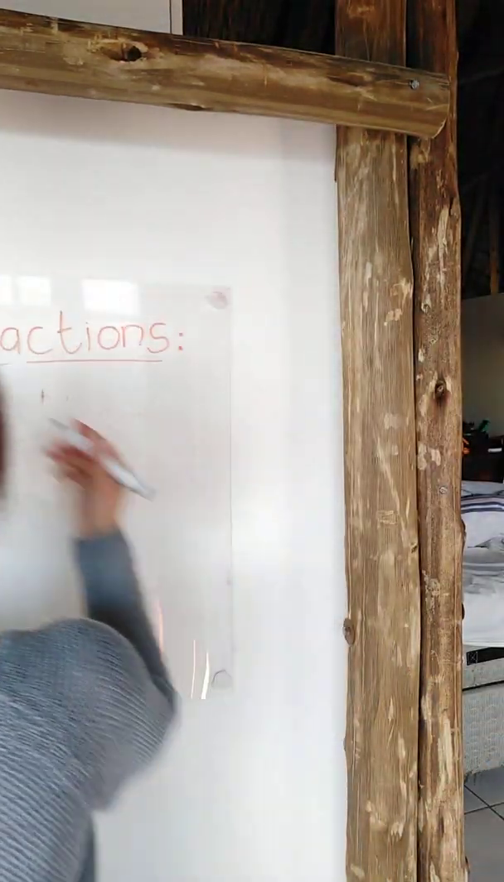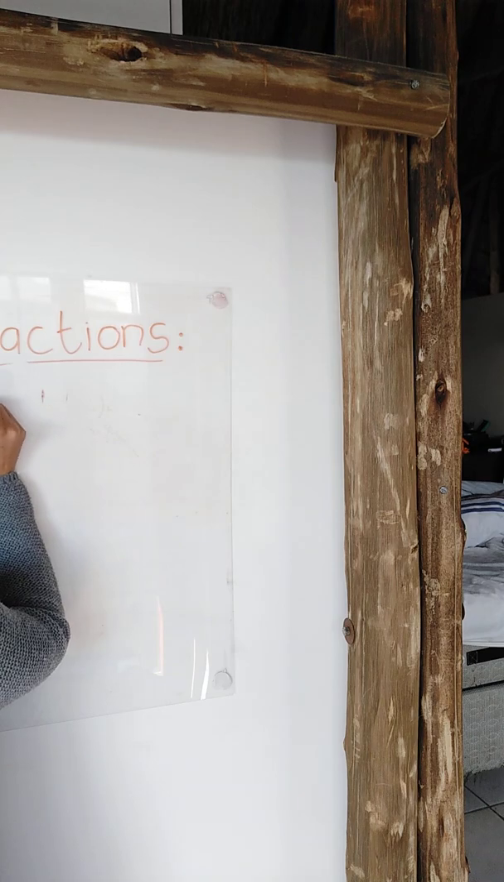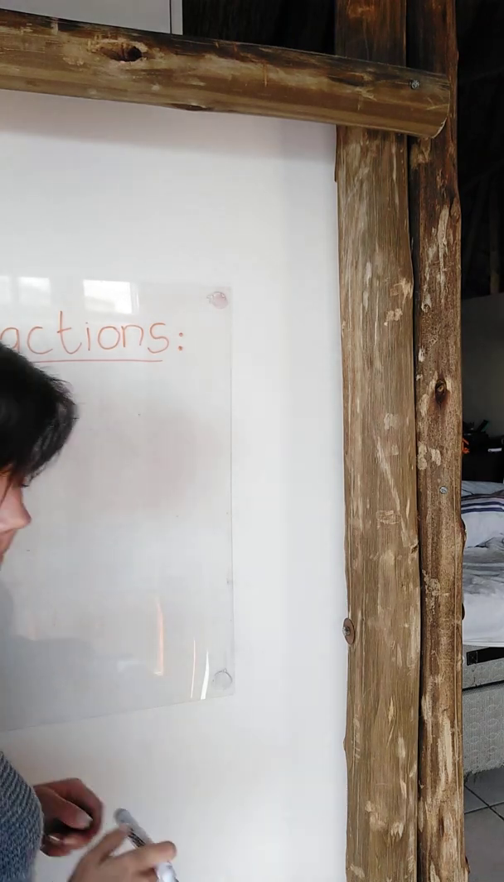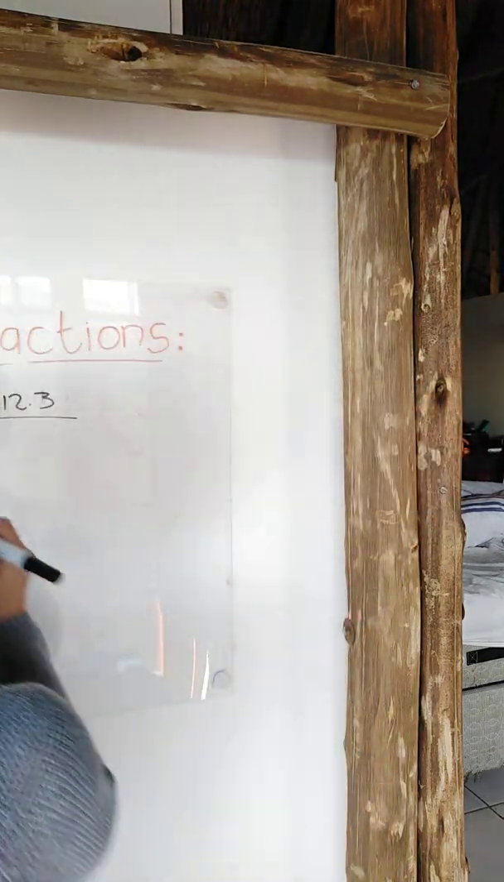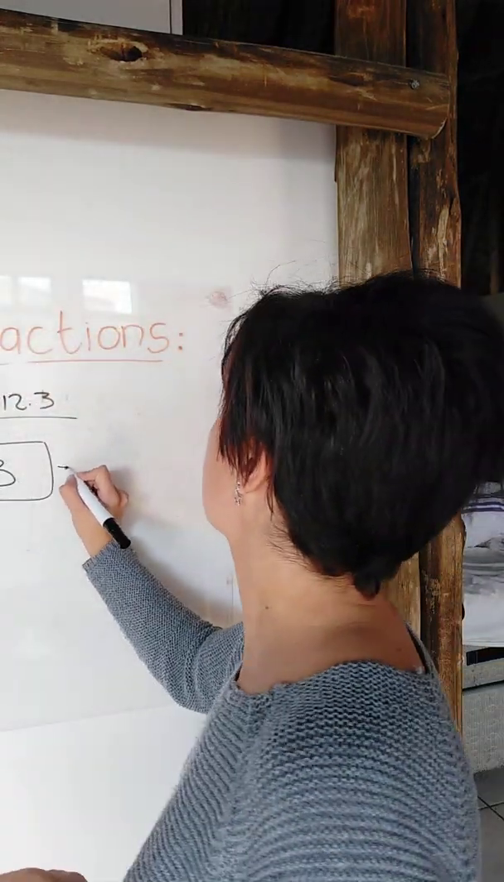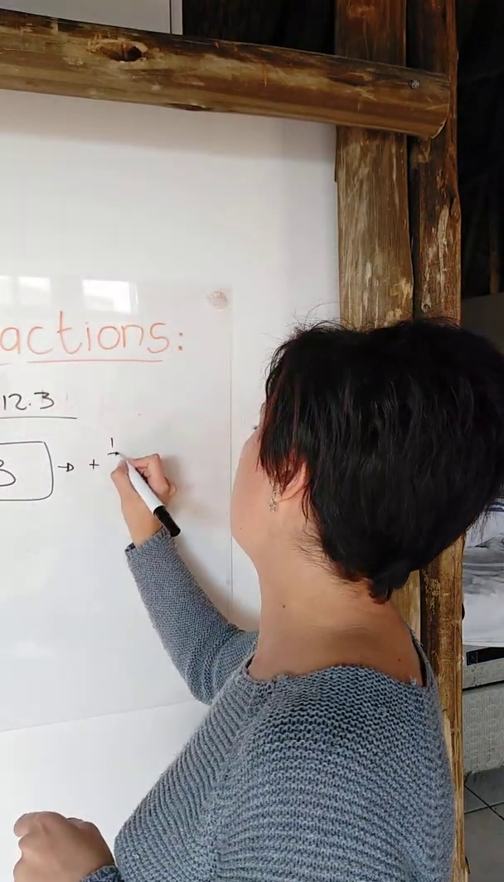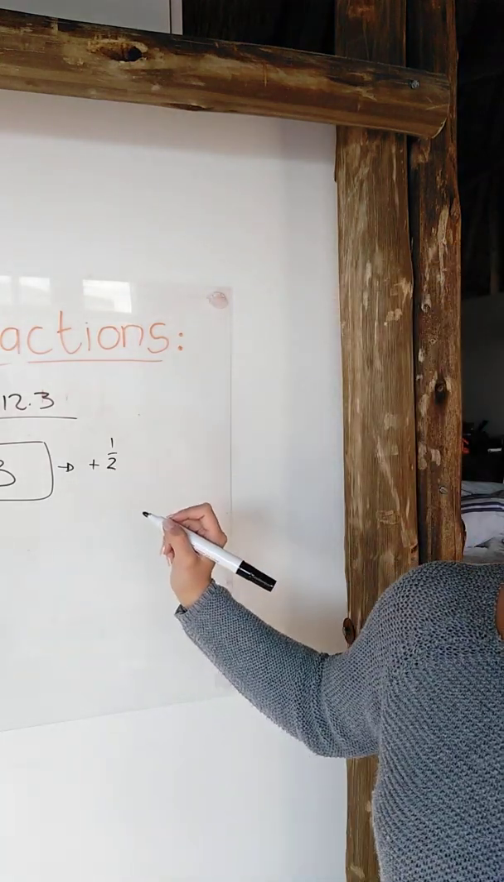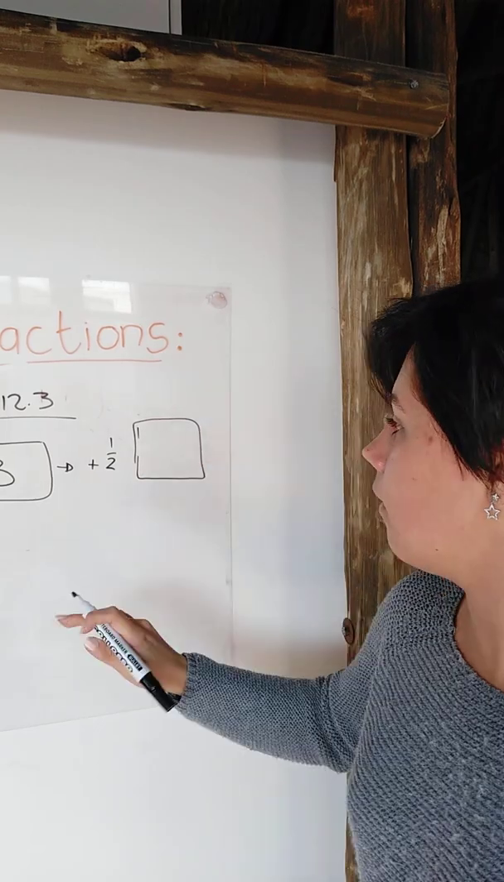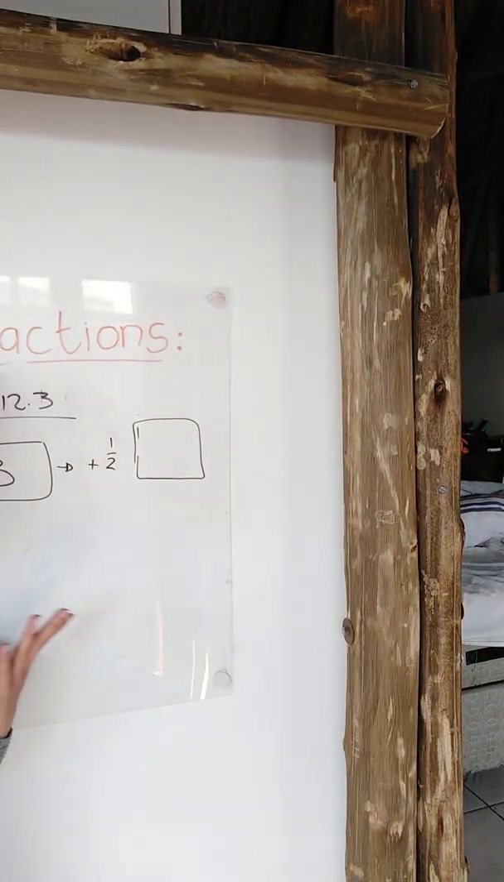So you're going to start off by writing exercise 12.3. Exercise 12.3, right? Okay. Now you have the following. You have a number 3 here. Then plus a half is how much? And then plus another half and another half. Now basically how this is going to look.